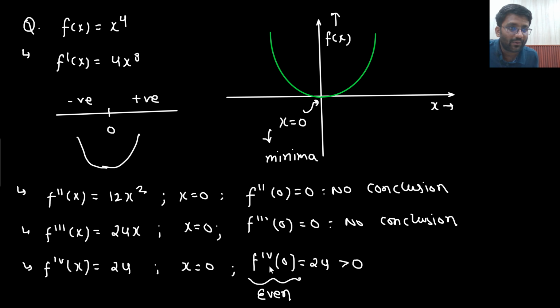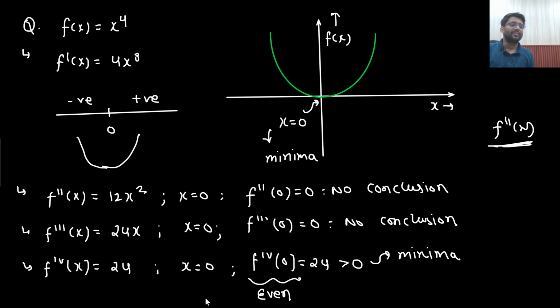So if it is even order, then what will I think about? f double dash x I will think about. Now what does f double dash x say? If it is greater than 0, then it will be a point of minima. If it was less than 0, then it would have been a point of maxima. So if your conclusion is made in even order of differentiation, then it would be either maxima or minima.